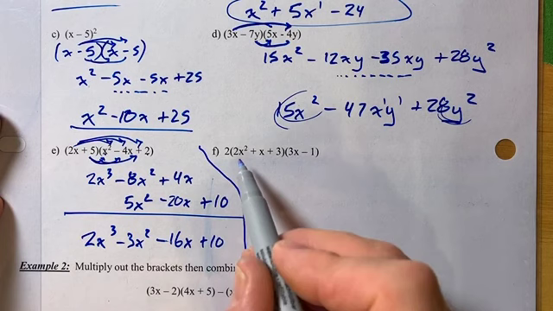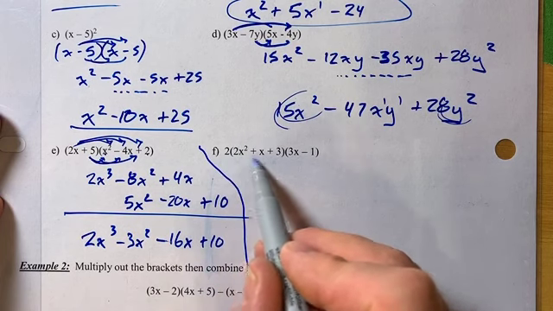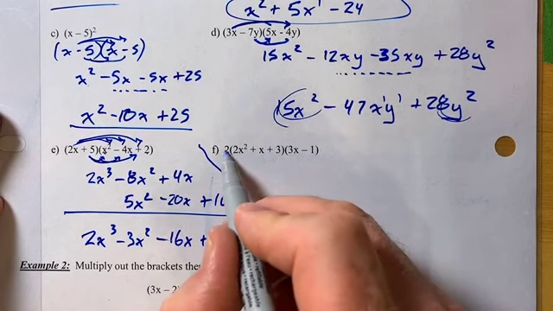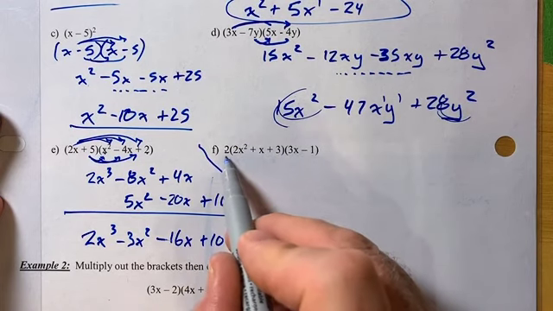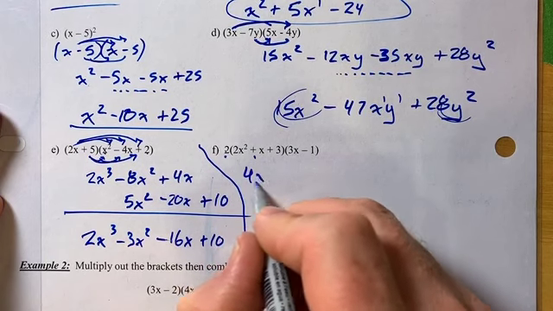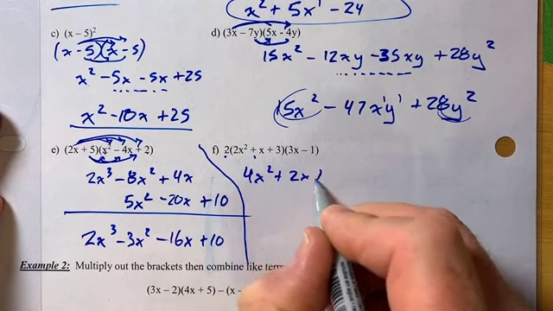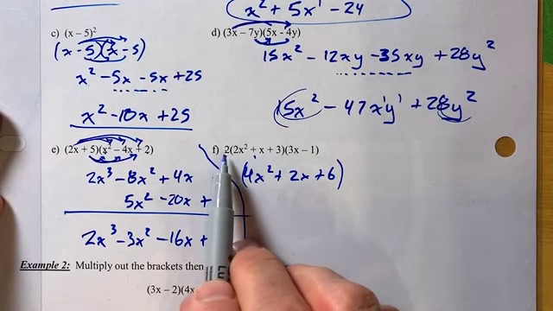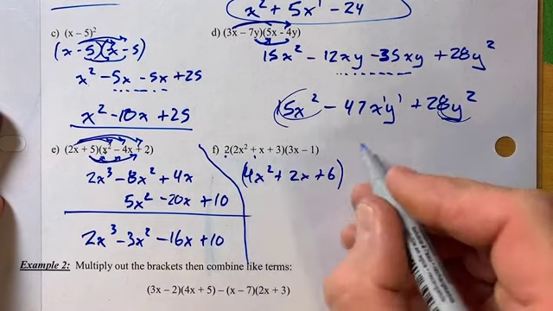Same thing here. 2 times this times this. You know what? The first thing, I might just multiply this into here first. Now, this is not 2 times both of them. No. It's really 2 times this. So I'm just going to multiply this out right now. 4x squared plus 2x plus 6. Because it's really 2 times that. Now I'm going to multiply that whole thing by 3x minus 1.